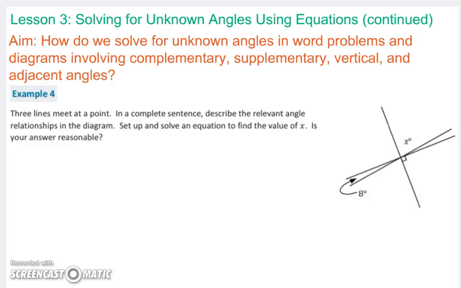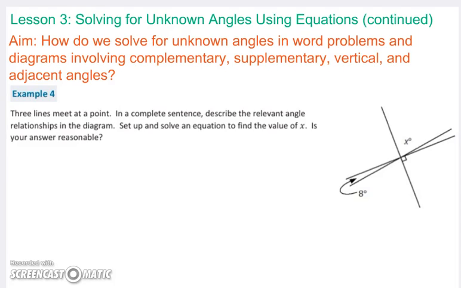Example 4, let's take a look. It says 3 lines meet at a point. We're going to describe the relevant angle relationships in the diagram, as always. And then we shall set up and solve equations to find the value of x. Okay? Now, let's take a look here. If you want to try it by yourself, pause the video. If not, continue along with me.